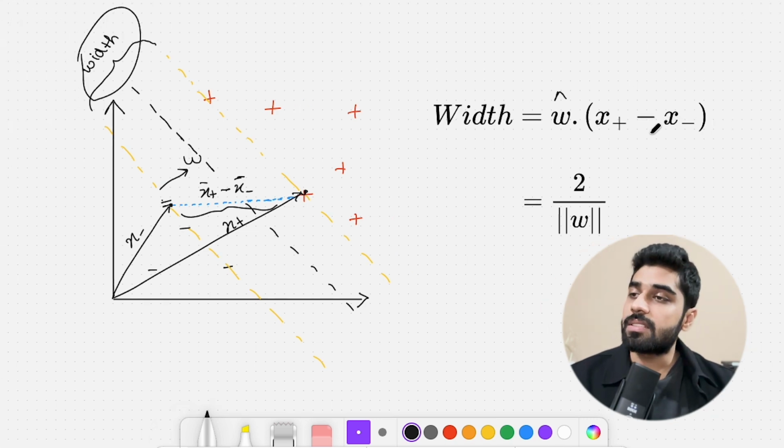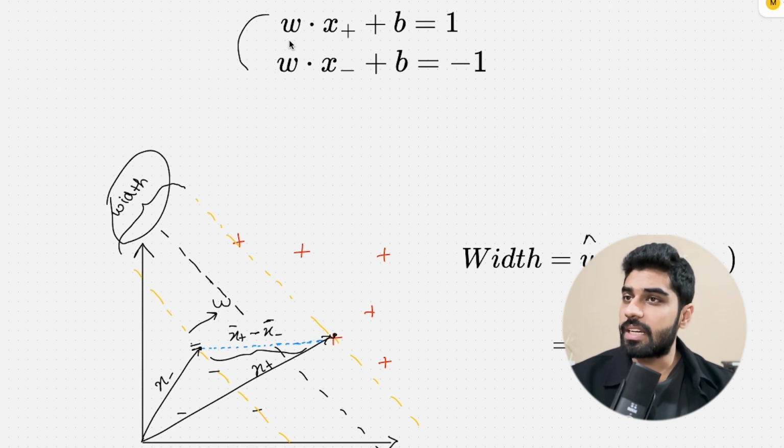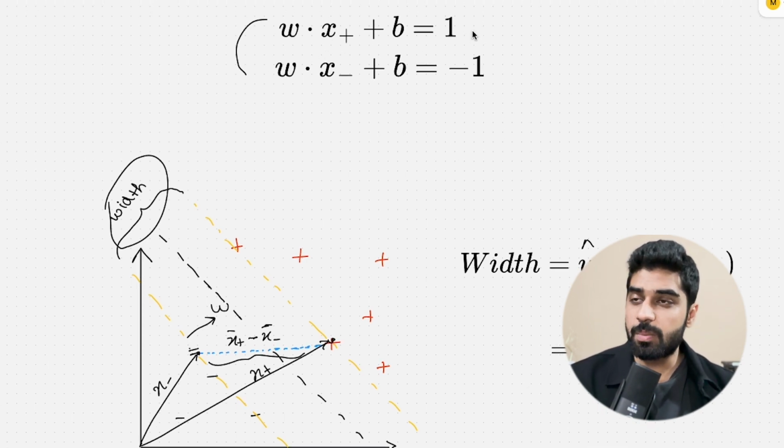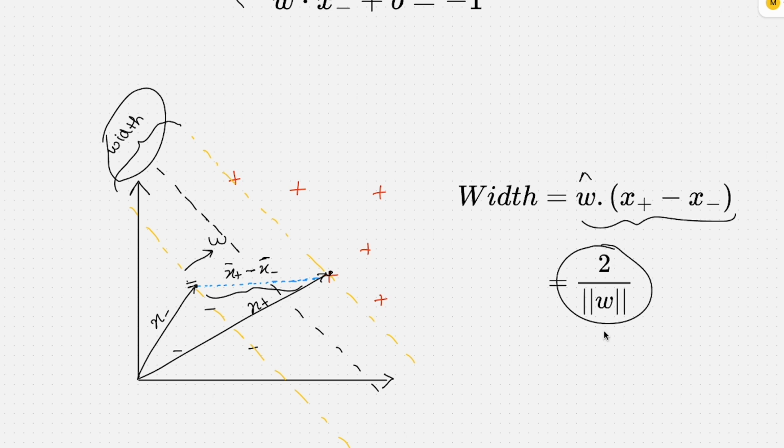If we simplify this, can we simplify this further? Yes, we have these two boundary conditions that we imposed. And if we use these, we can say W dot X plus is equal to 1 minus B, whereas W dot X minus is negative 1 minus B, which simplifies this equation further to 2 over norm of W. And norm of W is the length of the W vector. So essentially what we did is we formalized the width as 2 over norm W.